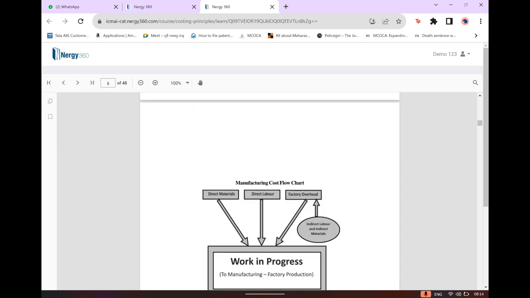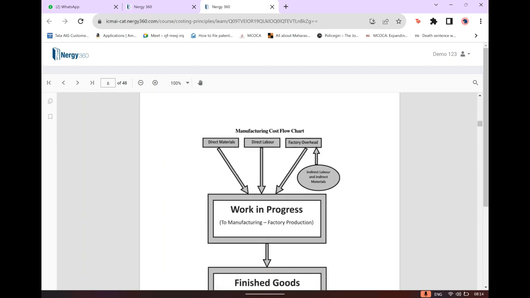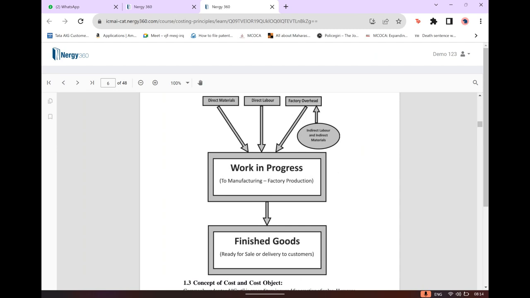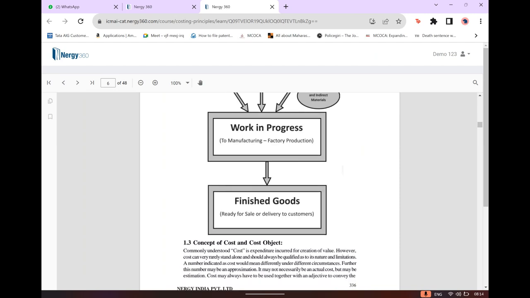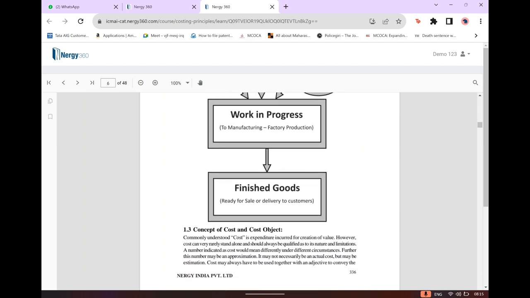Let us try to understand the manufacturing cost flow chart. So you have direct material, direct labor, and factory overheads all put together, and indirect material. All the direct costs will form part of the prime cost. You have factory overheads also, which is indirect material, indirect labor, indirect expenses. When all this is worked upon, you get the work in progress, that is the factory production, and then you do more of the expenses, then you will get the finished goods.